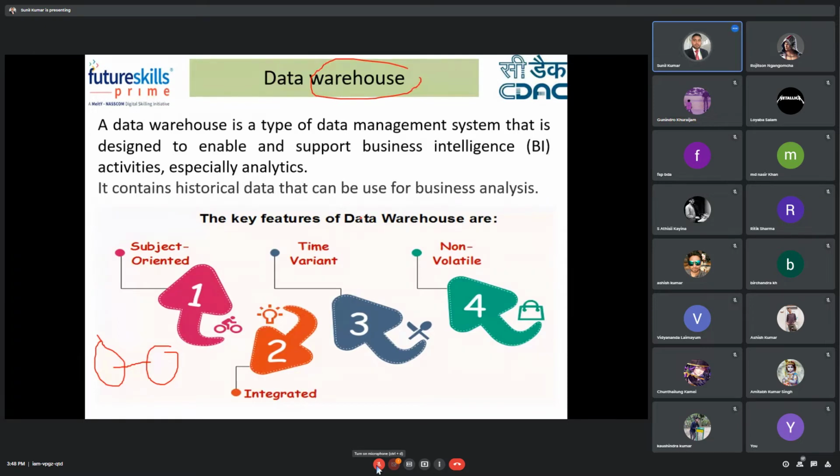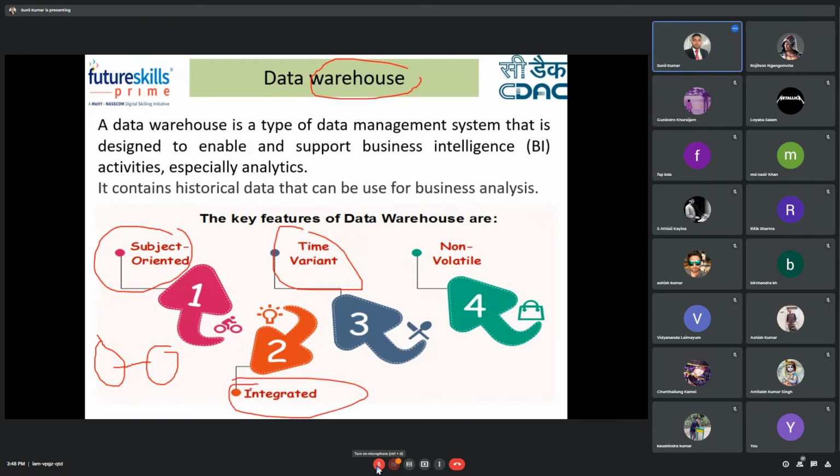Okay. So basically the key features of a data warehouse are: subject oriented. Every time a data warehouse is created using some subject, that means it is related to a specific task. Time variant, that means a timeline will be there.